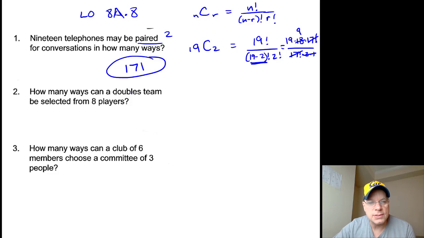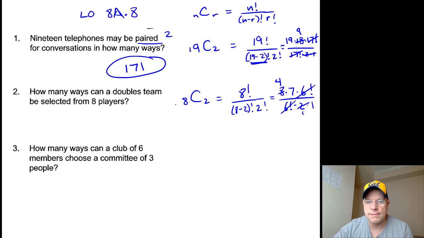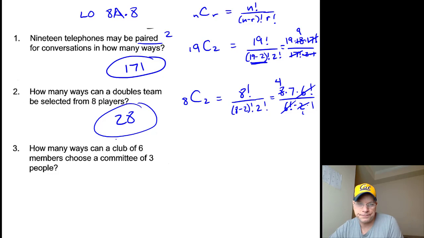Number 2, how many ways can a doubles team be selected from 8 players? If Susie and Bobby are a doubles team, that's the same team as Bobby and Susie, so the order does not matter. So it's a combination of 8 players selected 2 at a time, which will be 8 factorial over 8 minus 2 factorial, 2 factorial. 8 times 7 times 6 factorial over 6 factorial times 2 times 1, 6 factorials cancel. The 2 can be factored out of the 8, giving you 4 times 7, or 28 possible doubles teams.